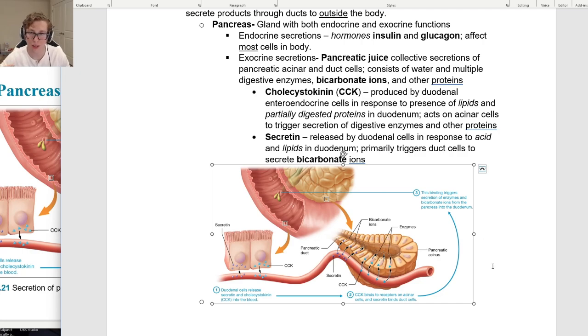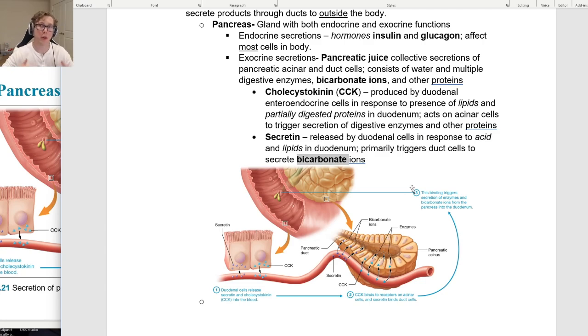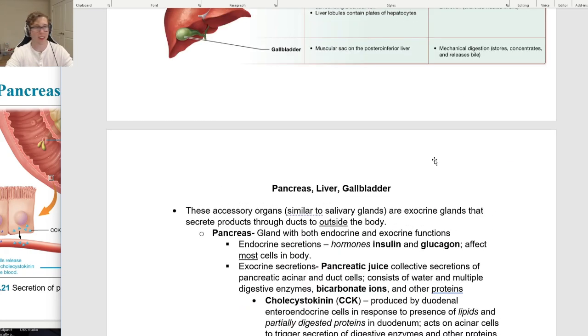So think about this for a second. When chyme is leaving the stomach, the duodenum is like, whoa, this is too acidic. I need help. So the pancreas secretes these bicarbonate ions, which help stabilize the pH in the duodenum so that it isn't going to be burned completely off by that acidic chyme.